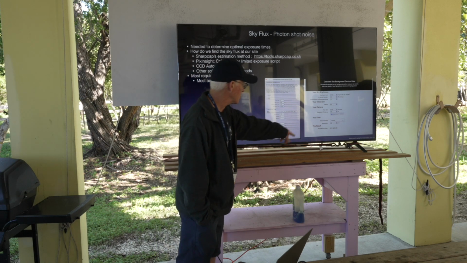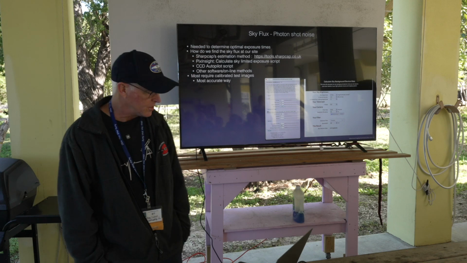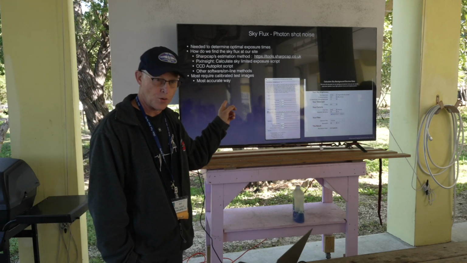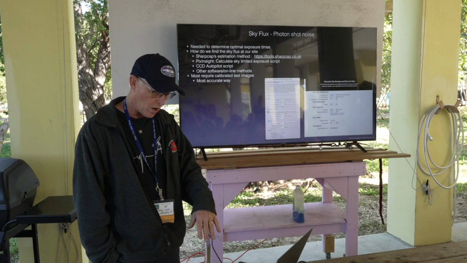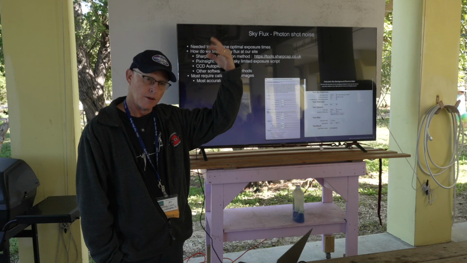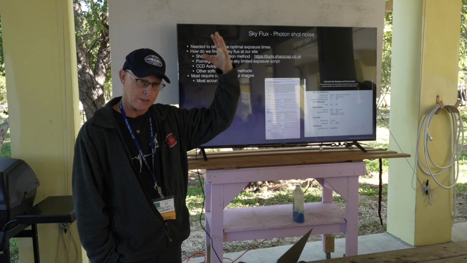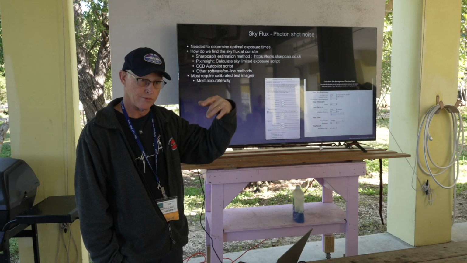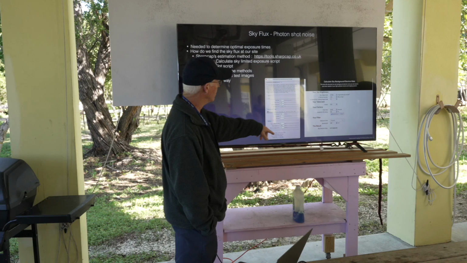And you put that in there and it spits out a number at the bottom called the sky electron rate. That is that value of P in that equation. And that sky electron rate is how many electrons are raining down from the sky in that random fashion. A brighter sky, you're going to have more of them coming down. A darker sky, less of them.